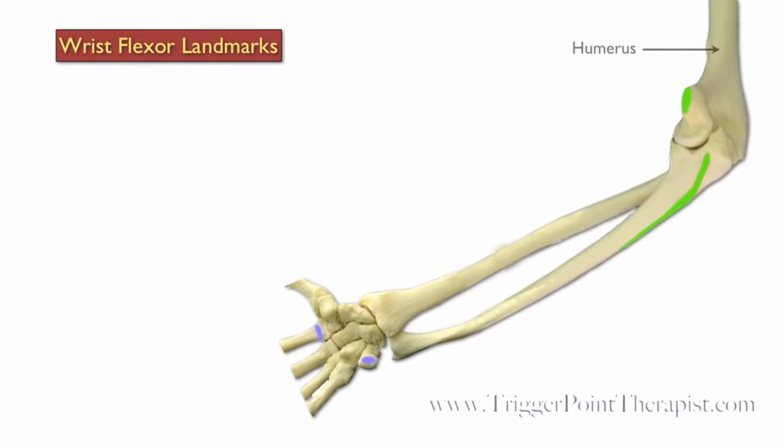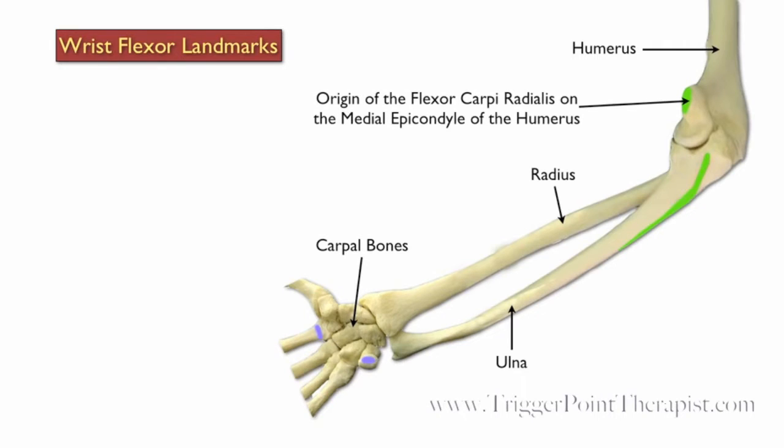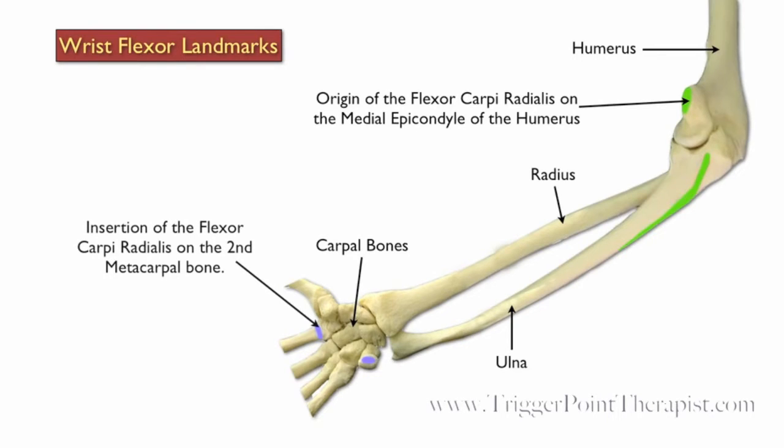Now we'll take a look at the landmarks for the wrist flexors. We have the humerus, the ulna, the radius, and the carpal bones. The flexor carpi radialis originates on the medial epicondyle of the humerus and inserts on the second metacarpal bone.